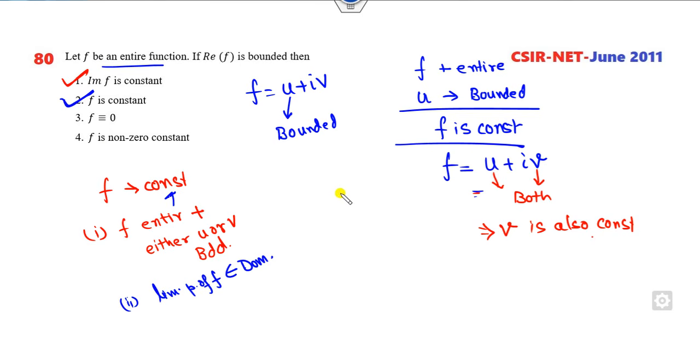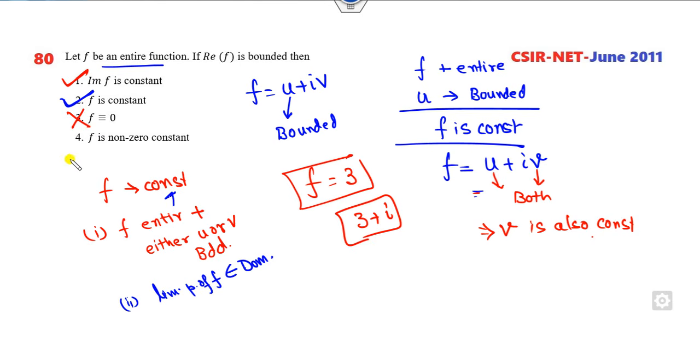So once v is a constant, the imaginary part of this is also constant. "F is identically 0" is not true, because 3 plus i is also a constant, but it is not identically 0. "F is a non-zero constant" is also not true, because f equal to 3 is a constant that satisfies this property.